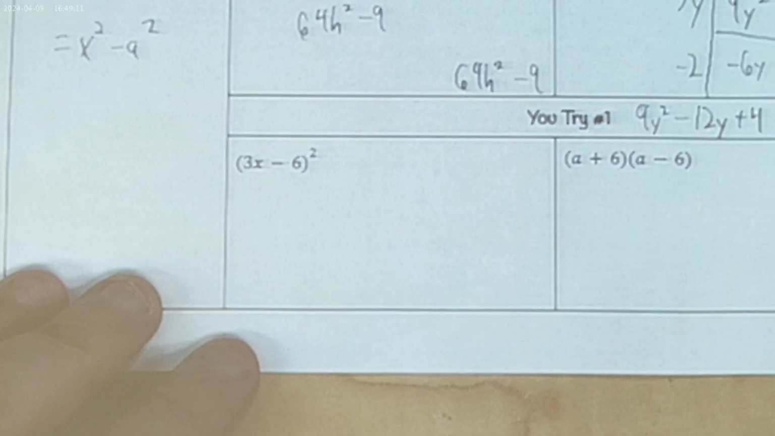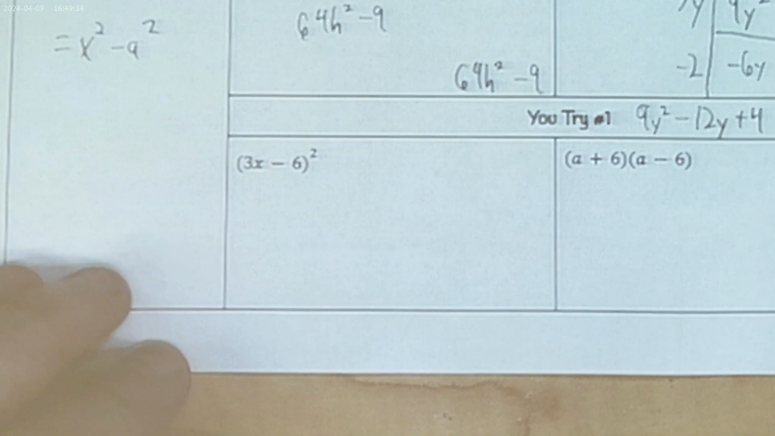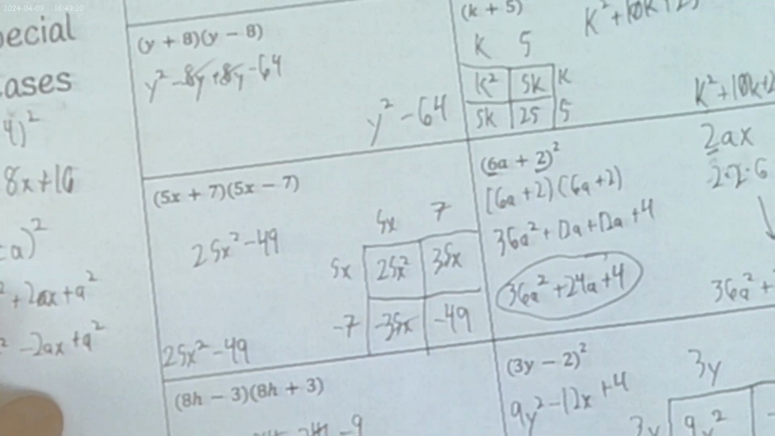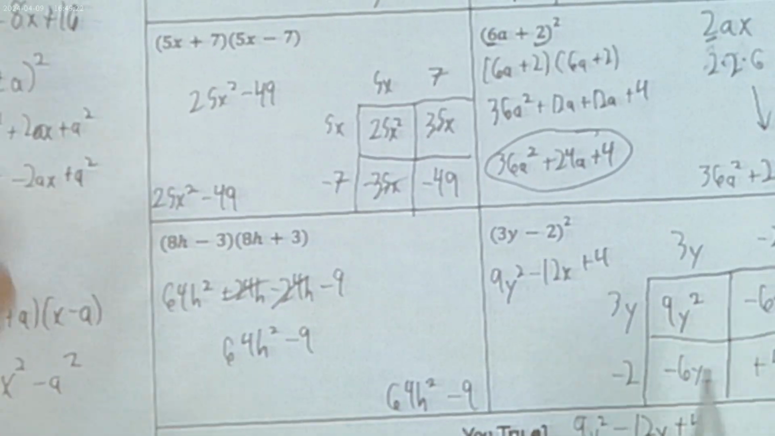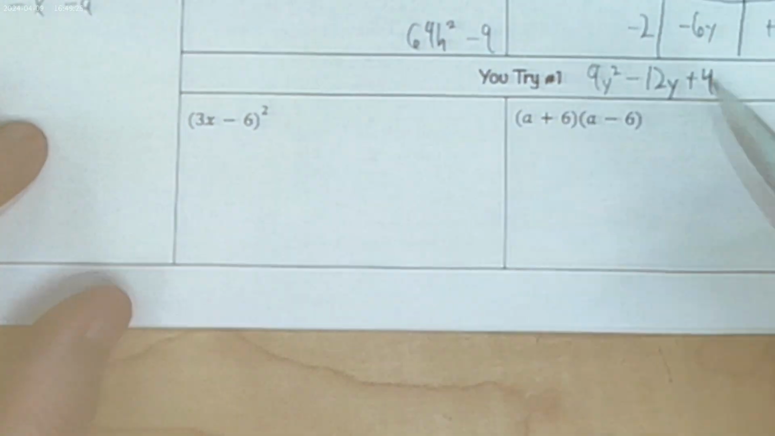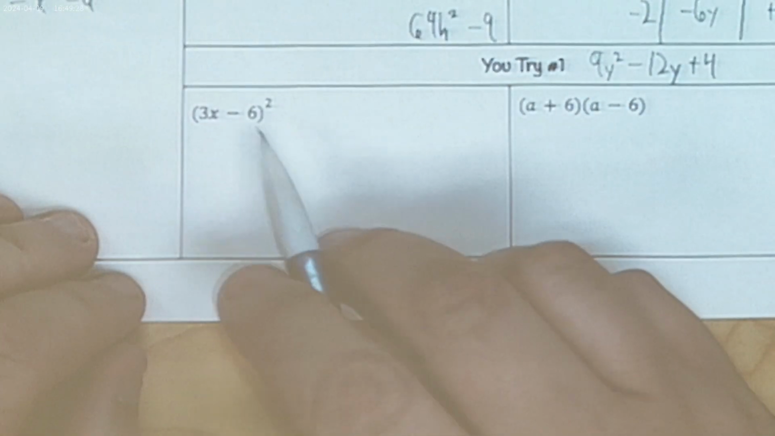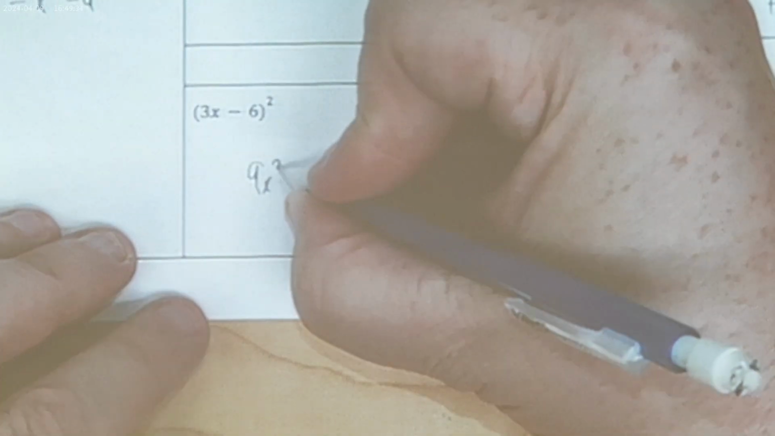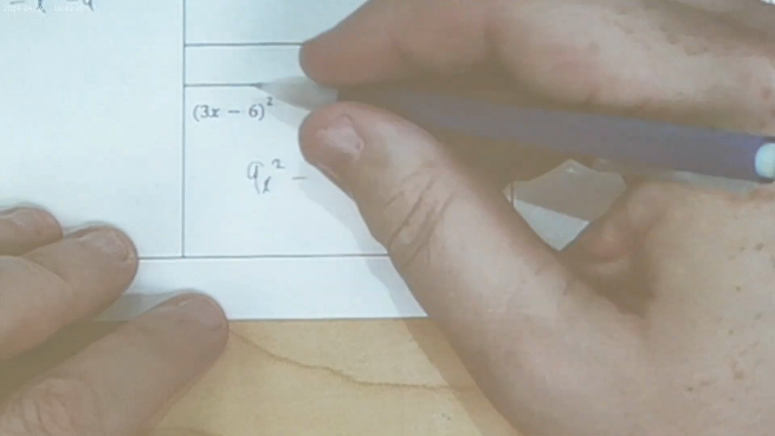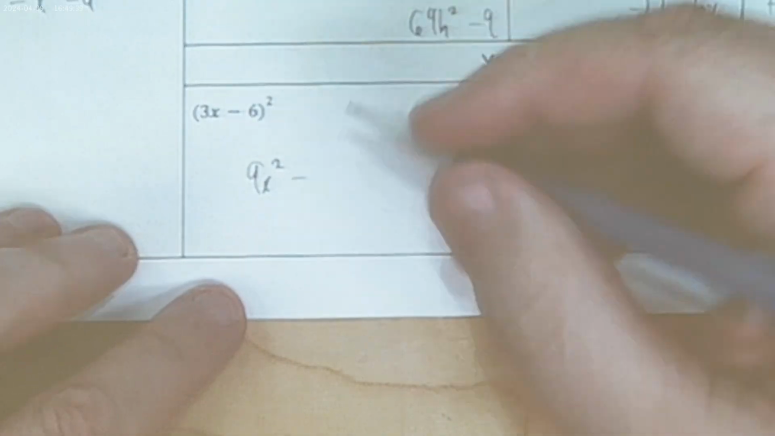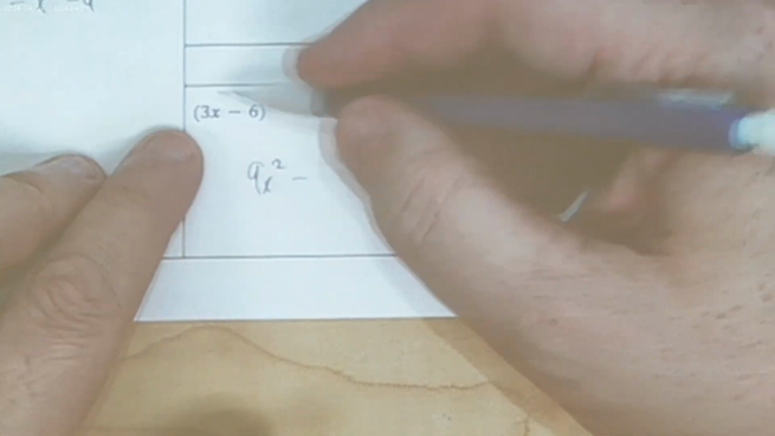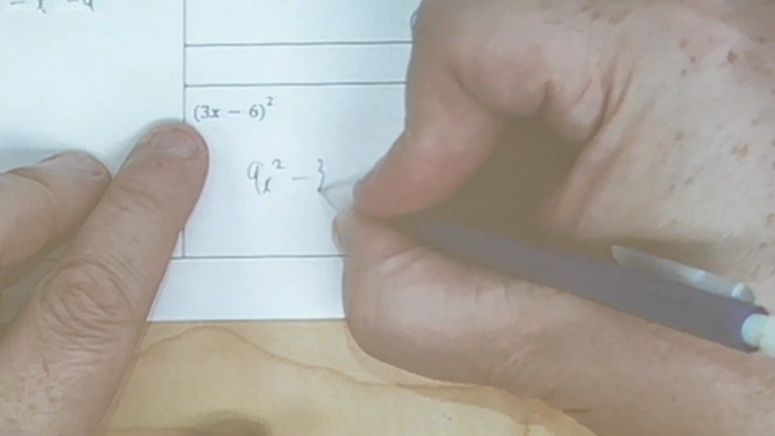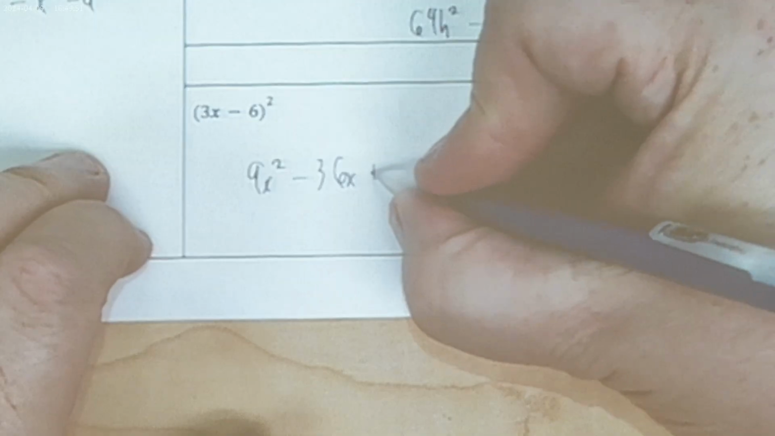All right, so this time I'm just going to use the shortcuts. By now, hopefully we've established that these rules work using the FOIL or the box method. So I'm just going to go through and try to set this up here. So 3x minus 6, so this is a perfect square. So that's going to give me 9x squared. Minus, because it's minus, so it's 2 times a, so it's 2 times 3 times 6, so 2 times 3 is 6 times 6 is 36, plus 36.